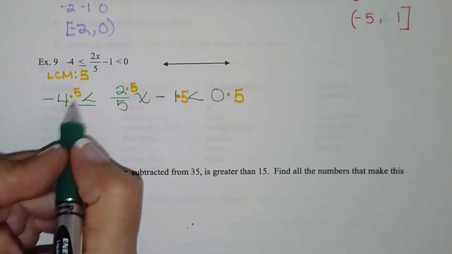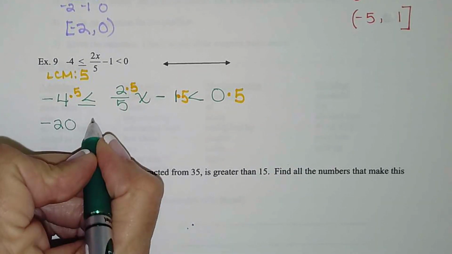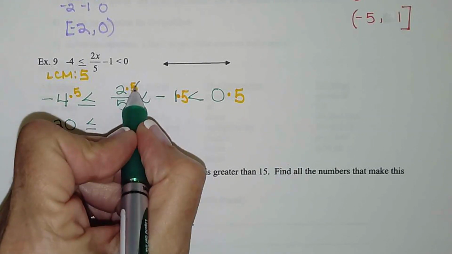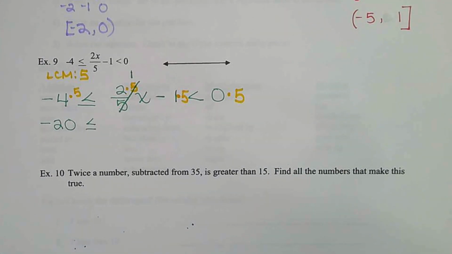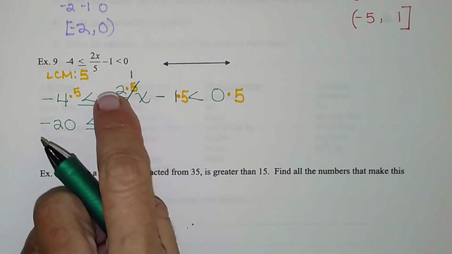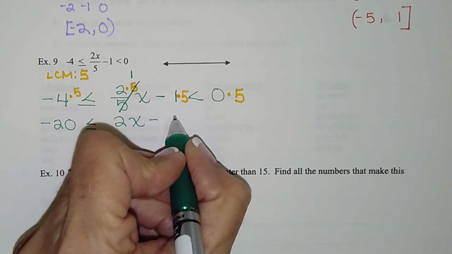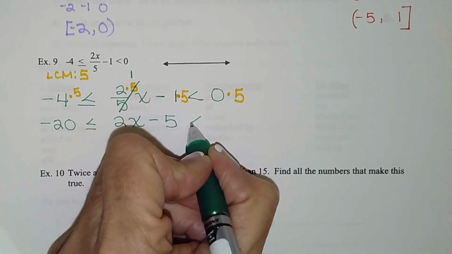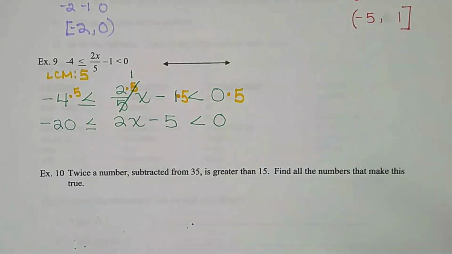Okay, -4 times 5 is -20, less than or equal to, and remember what I said, when these are the same, just get rid of them. Anything divided by itself is 1. So all I'm left with is 2x, don't lose that x, minus 5, less than 0 times anything is 0. And now I just have a nice simple 2-step problem.